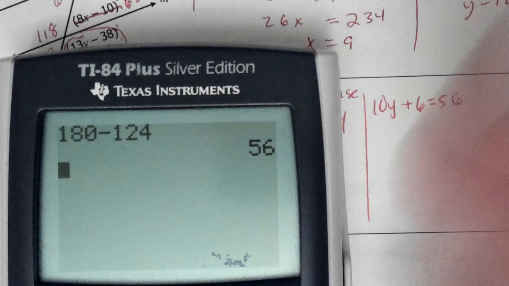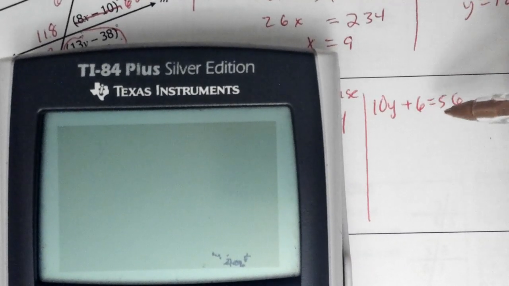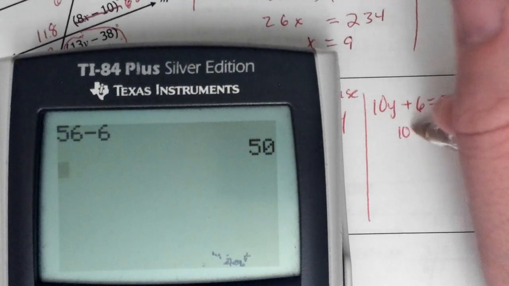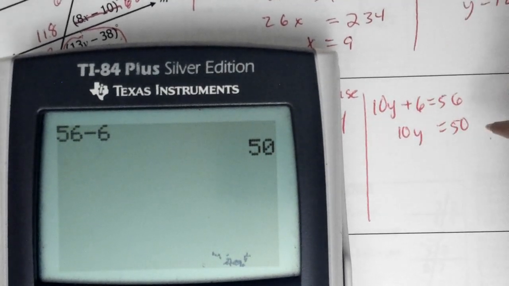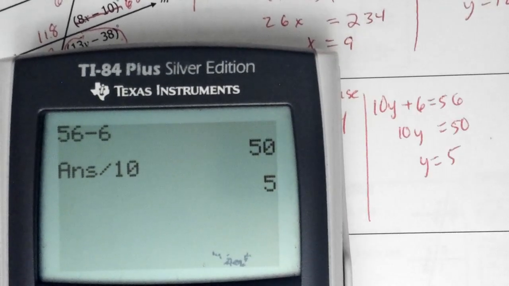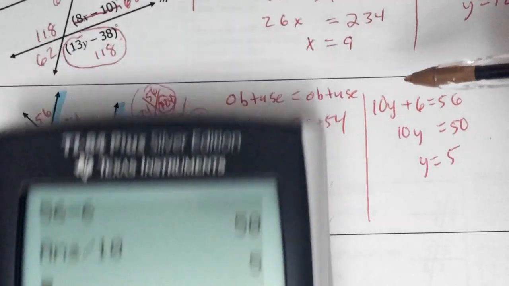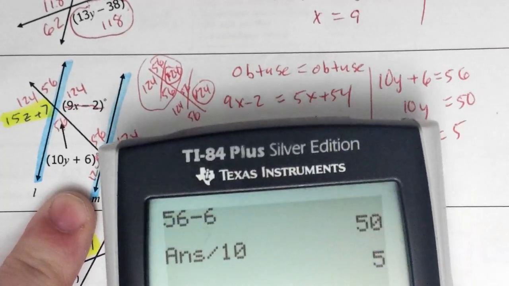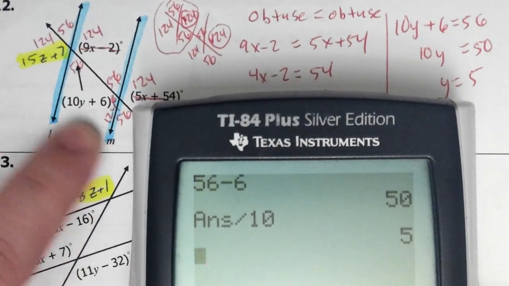So I'll show you my calculator so you can see what's going on in my head. At 56, I'm going to subtract that 6. So 10y is equal to 50. Divide by 10, and I pop out with y equals 5. And I'm going to plug it back in to make sure it checked out. So putting it back into the picture, just in case my equation has a typo in it, I always put it back in the picture.